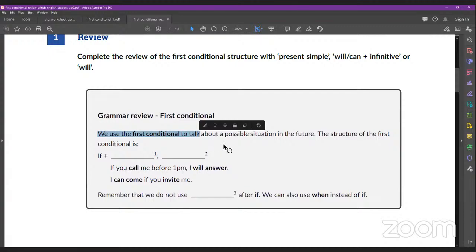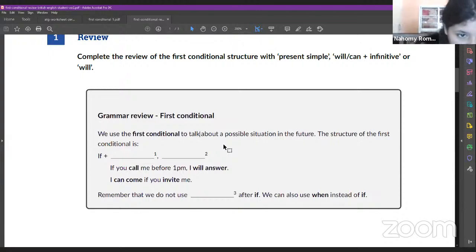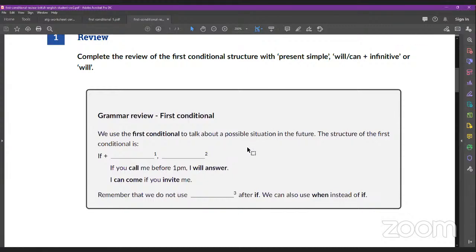We use the first conditional to tell about a possible situation in the future. The structure of the first conditional is if plus 1, comma 2. If you call me before 1 p.m., I will answer. I can come if you invite me. Okay, that's correct, but you need to complete the number 1 and the number 2.